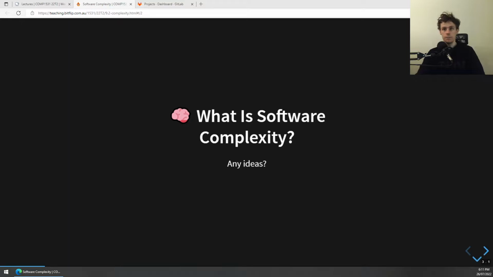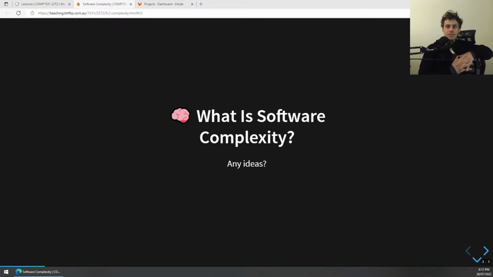Time complexity? Yeah, okay. That's quite interesting. Time complexity is a certain way of describing software complexity. You sound like you're a 2521 student or a prior 2521 student, one or the other. What else? Brendan says time complexity. What else have people got? Space? Okay. Space complexity, I'm sure you mean.